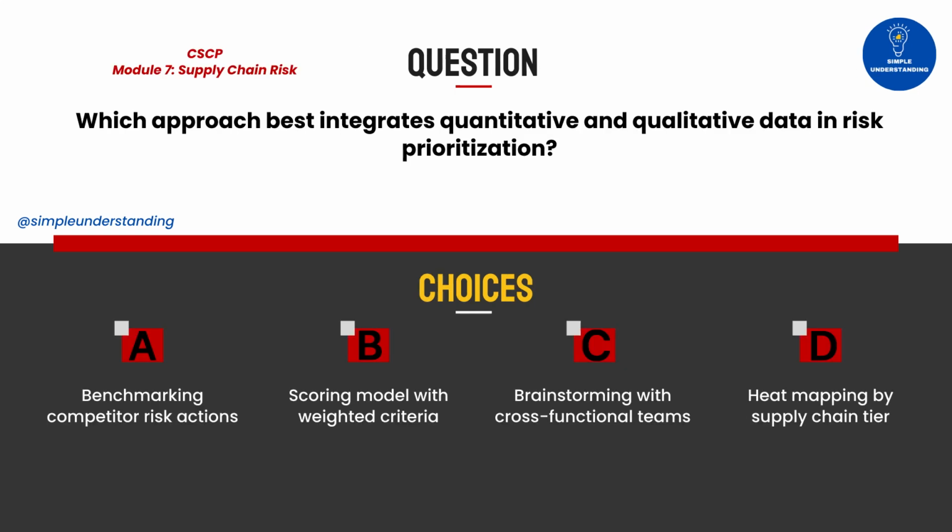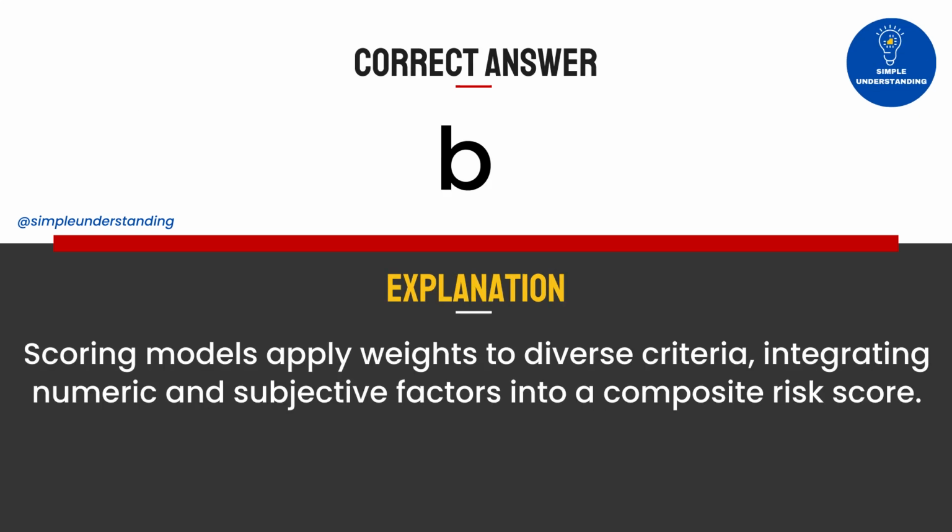14. Which approach best integrates quantitative and qualitative data in risk prioritization? A. Benchmarking competitor risk actions. B. Scoring model with weighted criteria. C. Brainstorming with cross-functional teams. D. Heat mapping by supply chain tier. Correct answer: B. Explanation: Scoring models allow weighted inputs from both measurable and judgment-based assessments for robust prioritization.